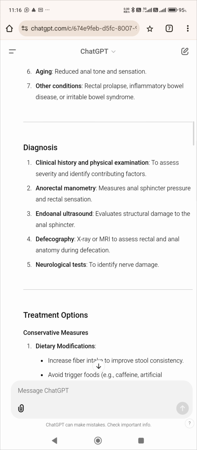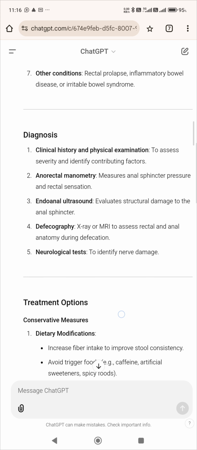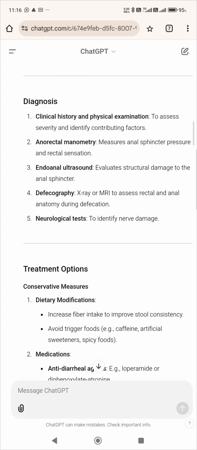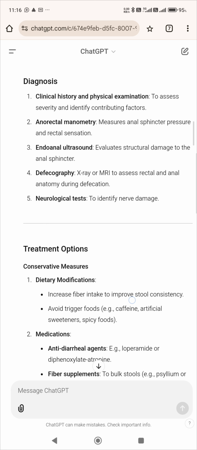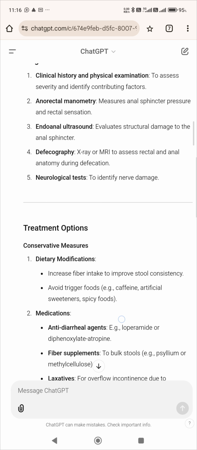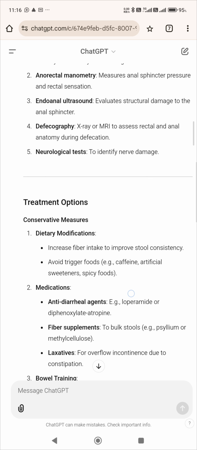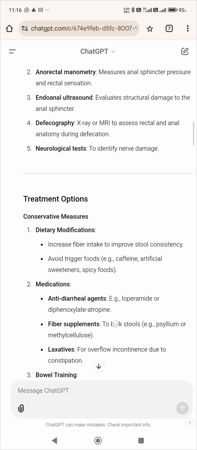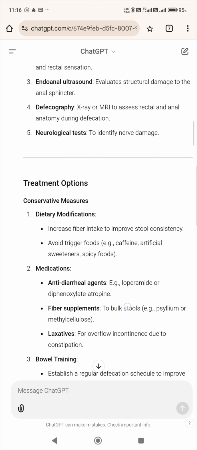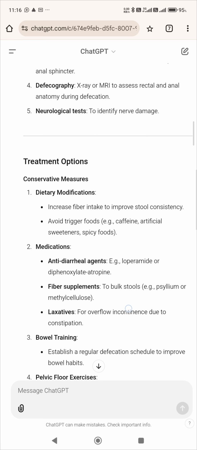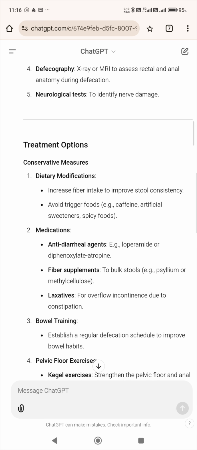Diagnosis. 1. Clinical history and physical examination to assess severity and identify contributing factors. 2. Anorectal manometry measures anal sphincter pressure and rectal sensation. 3. Endoanal ultrasound evaluates structural damage to the anal sphincter. 4. Defecography, X-ray or MRI to assess rectal and anal anatomy during defecation. 5. Neurological tests to identify nerve damage.